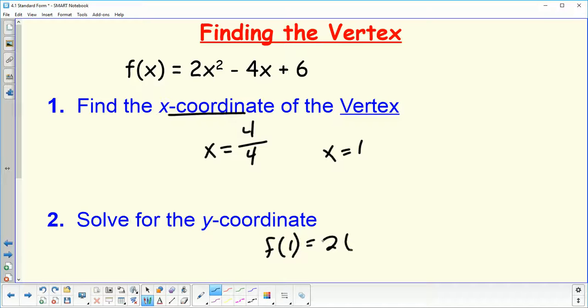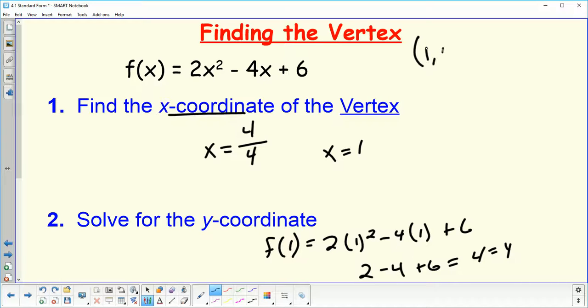So I'm going to have 2 times 1 squared. I'm replacing all my x's with 1. Minus 4 times 1 plus 6. If I simplify that, 2 times 1 squared is 2, minus 4 times 1 is 4, plus 6, and 2 minus 4 plus 6 is 4. So that means that my y-coordinate is 4, which means the coordinates for our vertex are going to be 1, 4. We have 1 point here, and this is one of the most valuable points we need to find.